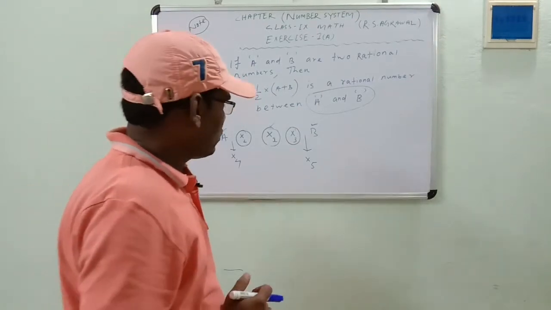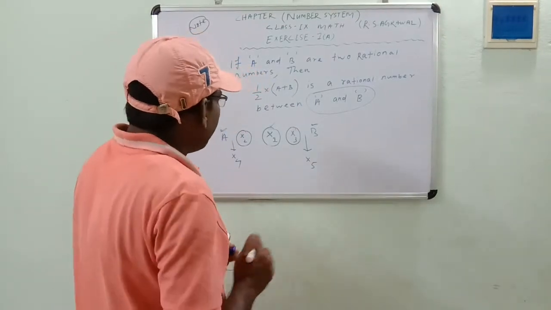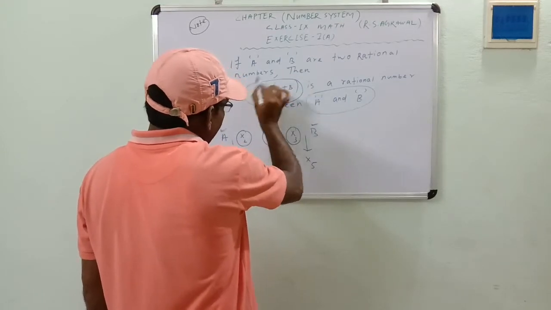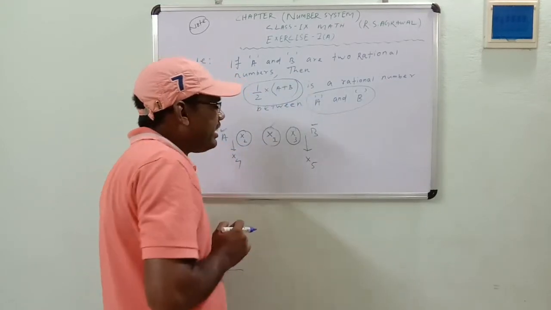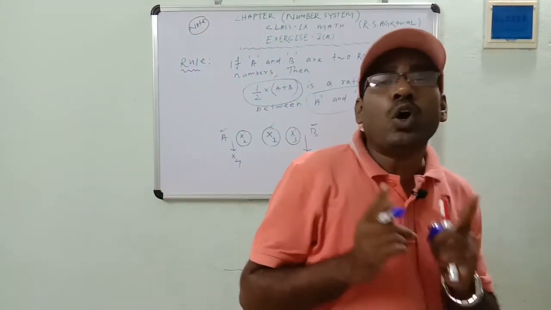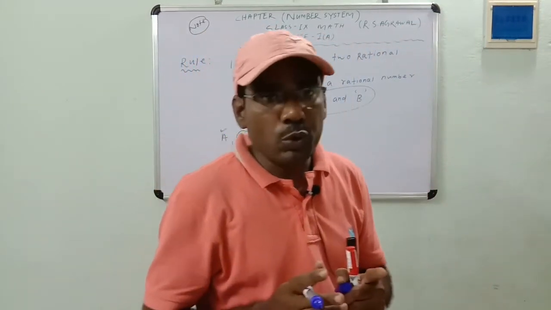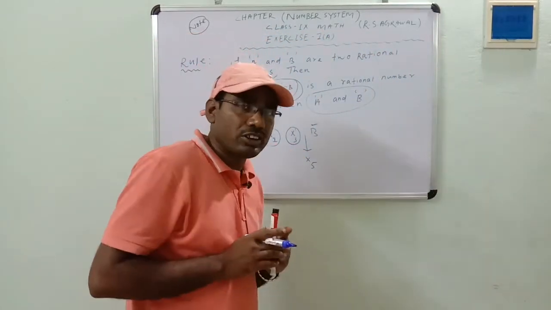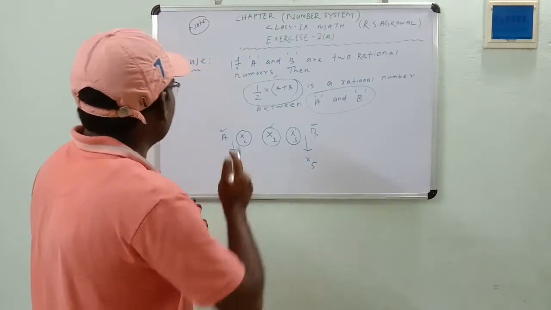It is the concept. And in each case you have to use this formula. It means this formula is used to find the middlemost rational number of two given rational numbers. So it is the concept. Understand? So note it first.